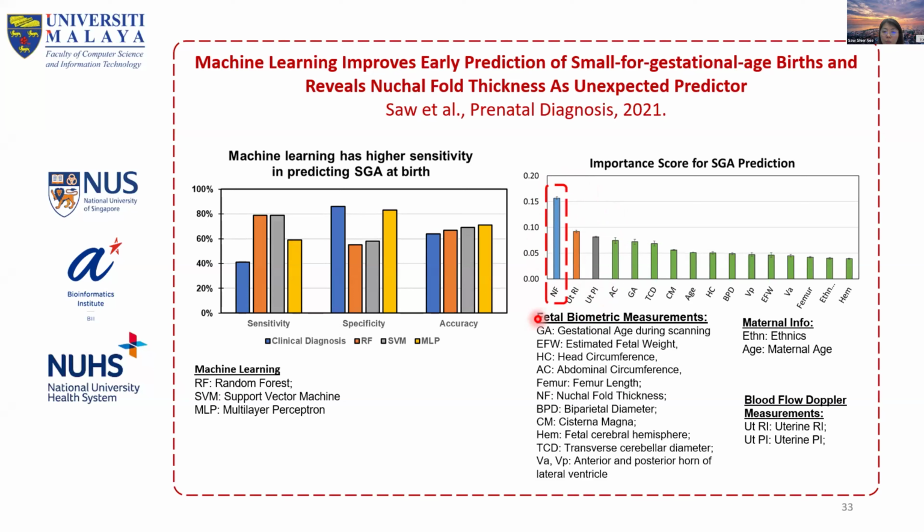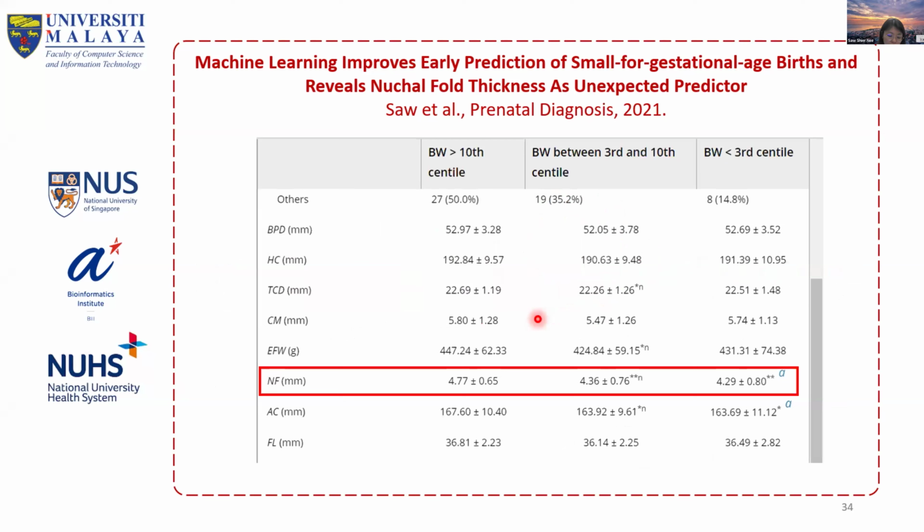So we dug deeper to see whether it is true or not. We went back to a very basic statistical analysis where we just compare the features between three different groups. This is the birth weight above the 10th centile, which is a normal baby, then this is the small baby, and this is an extremely small baby. We confirm our findings that for NF, for small babies, the nuchal fold is 4.36 and 4.29, which is extremely significantly smaller as compared to the normal baby.